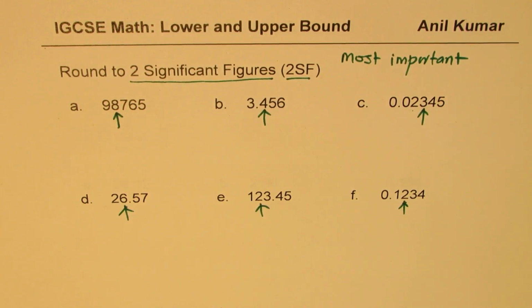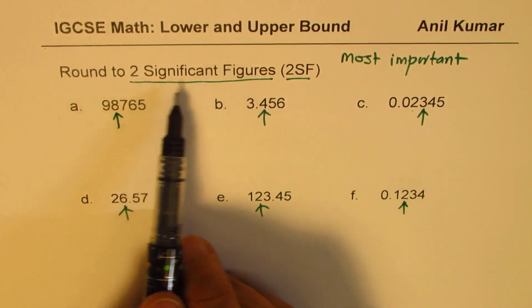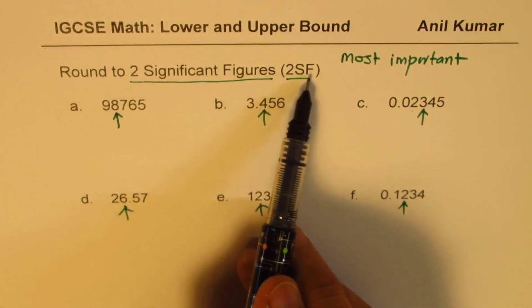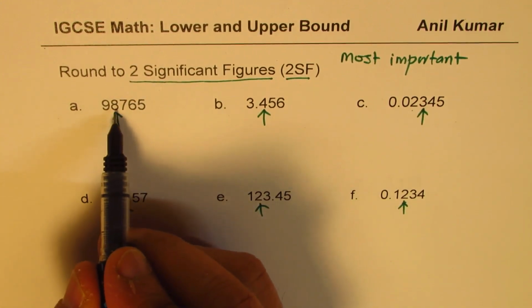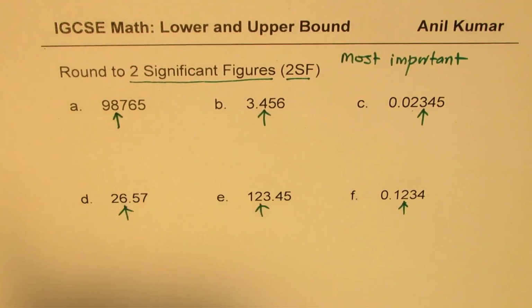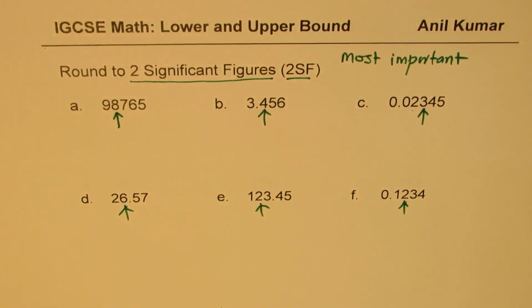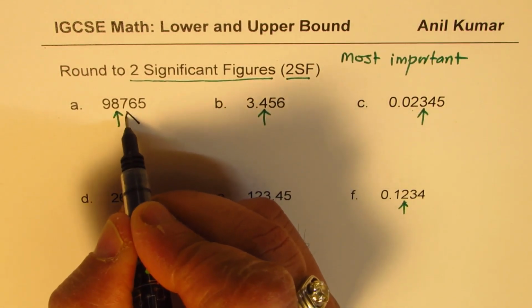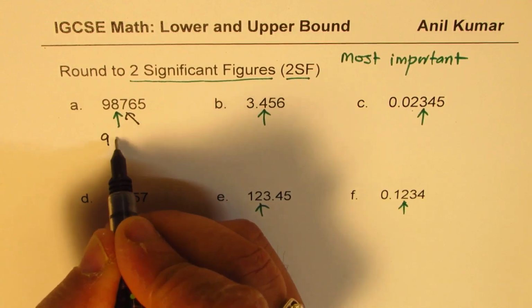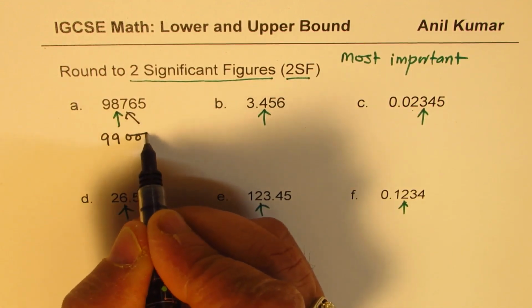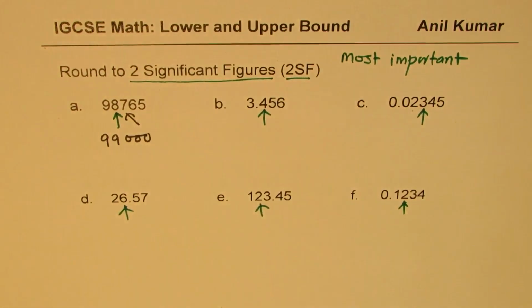So rounding to two significant figures means we are rounding to this number, which is thousands, right? So what are we going to do? We are going to round this number, and since 7 is more than 5, we'll make it 99,000. Do you understand that? So that is what it will be.